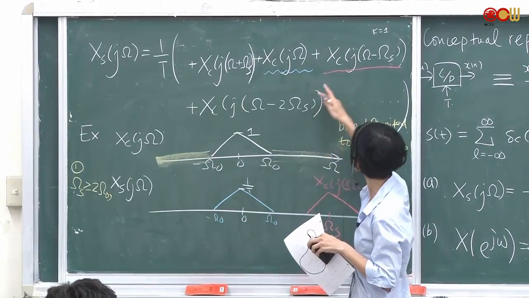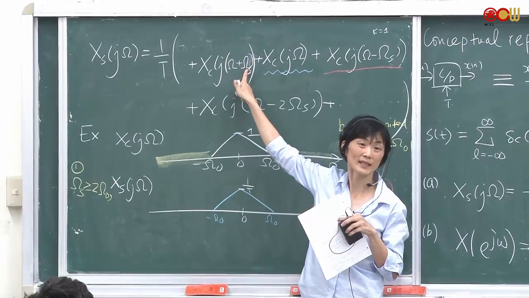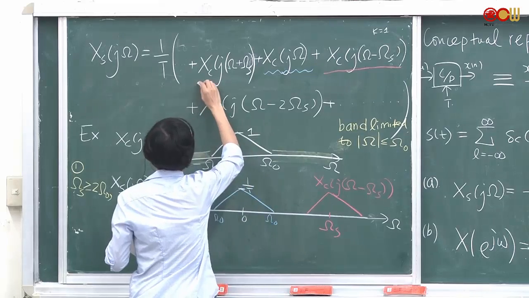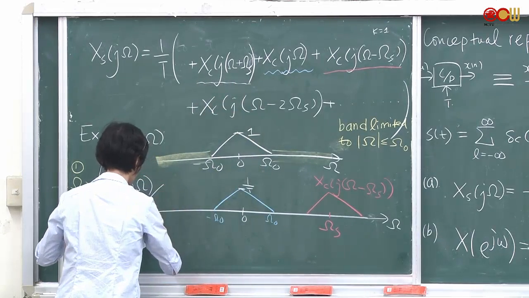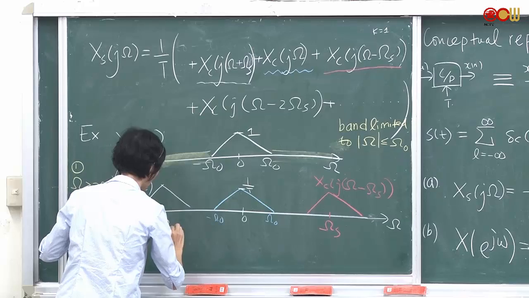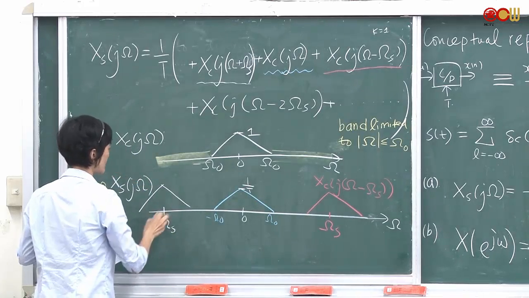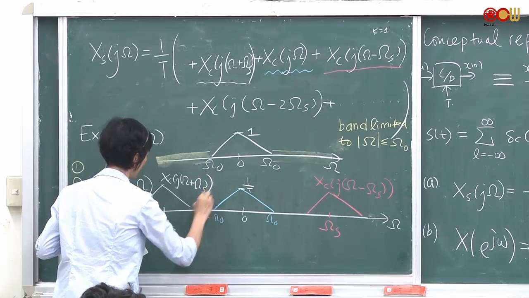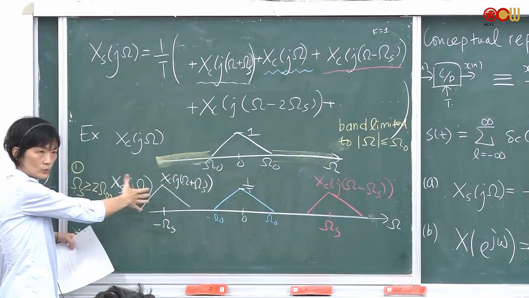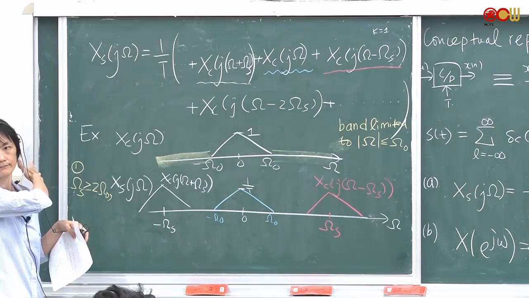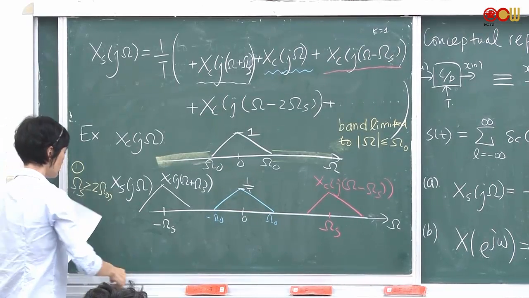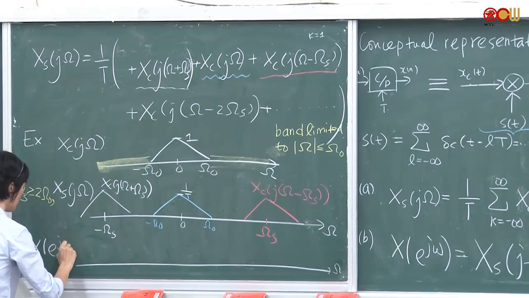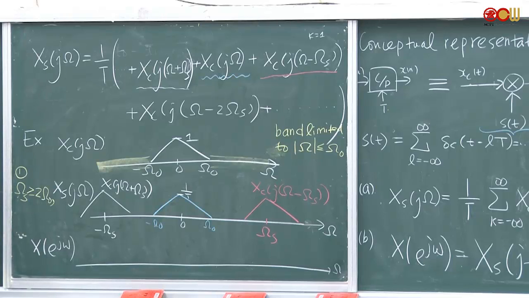We do, right? Because we have plus omega s. So there's going to be another copy at plus omega s. Let's say this is white, so it's going to be right here. This is minus omega s. And this is the copy Xc(j(omega plus omega s)). So it's going to continue on this side as well, on and on. Right? So how about X(e^j omega) now?